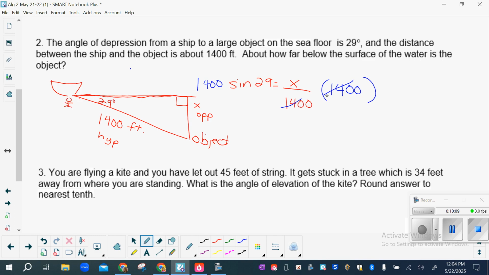Yep, 678.7, what units? Feet in this case. So take a look at it. Some of the problems have feet, some of them have meters. Go ahead and do number 3. I want you to set it up and solve it. It's on your own, so it's your try.